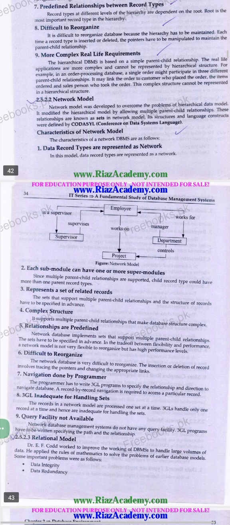Next we have the network model. In the network model, data is stored in a graph structure. In the hierarchical model, we discussed that data is stored in the form of a tree. In the network model, data is stored in the form of a graph model. It allows many to many relationships. The hierarchical model has a limitation there, and this network model overcomes that limitation.